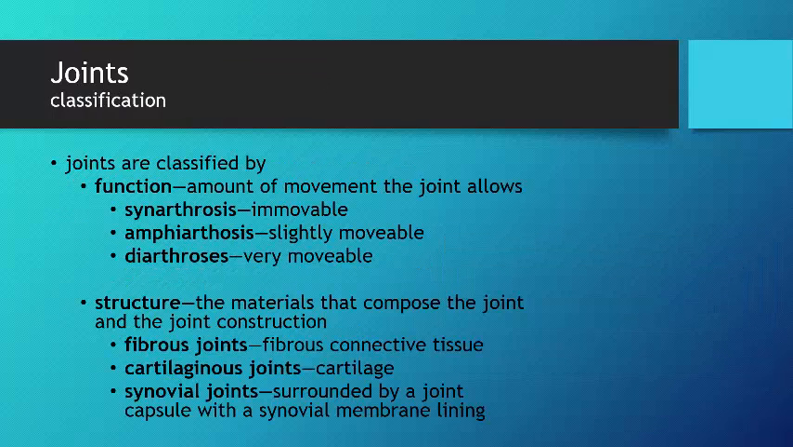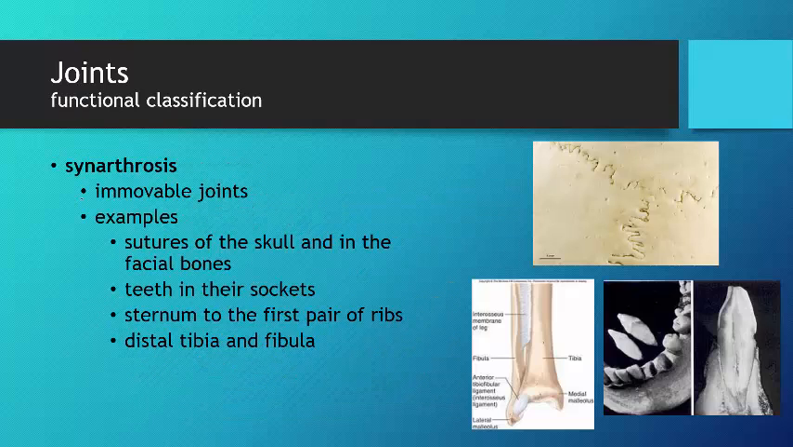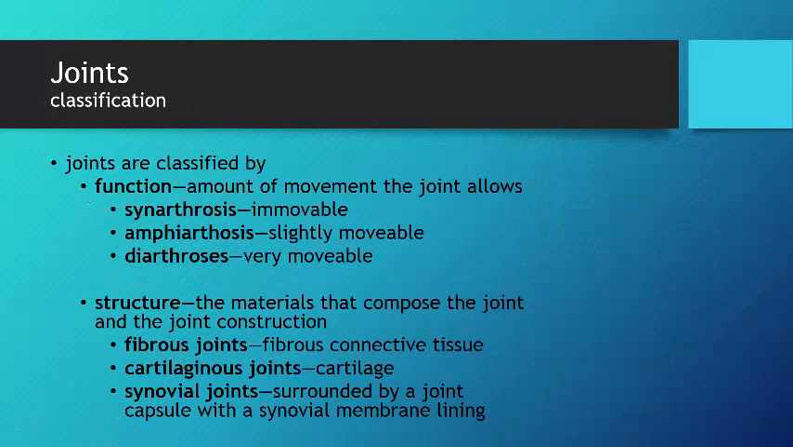So when we classify joints, if we're trying to group them into small groups so that we can make sense of them, there are two ways that we can do this classification. The first is by thinking about their function, that is, the amount of movement that the joint can allow.